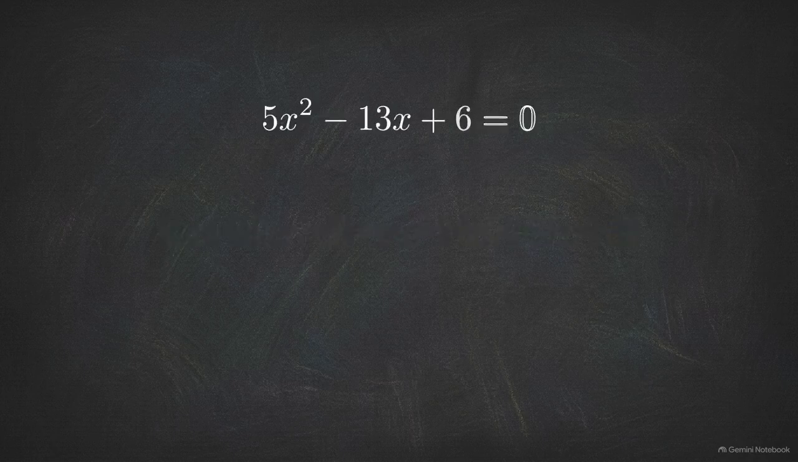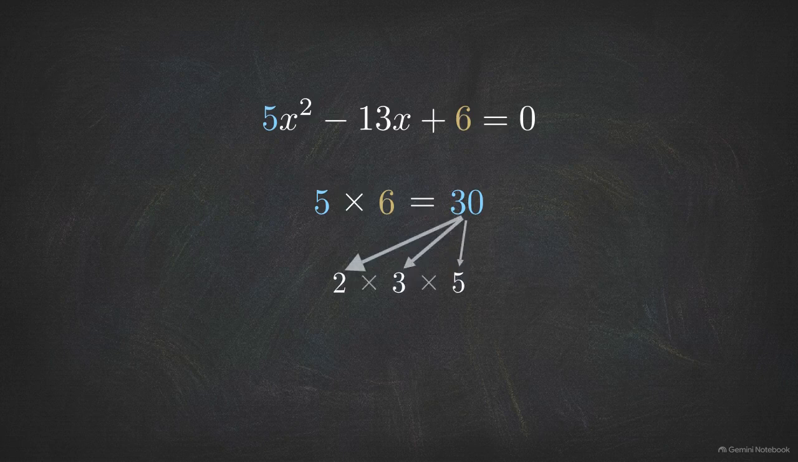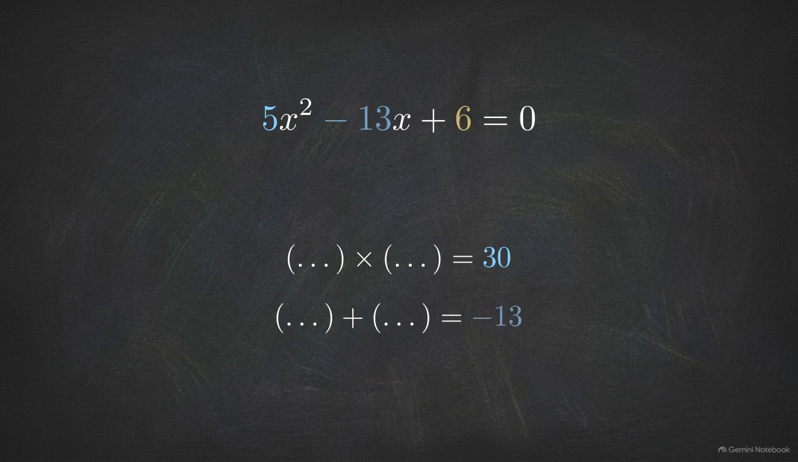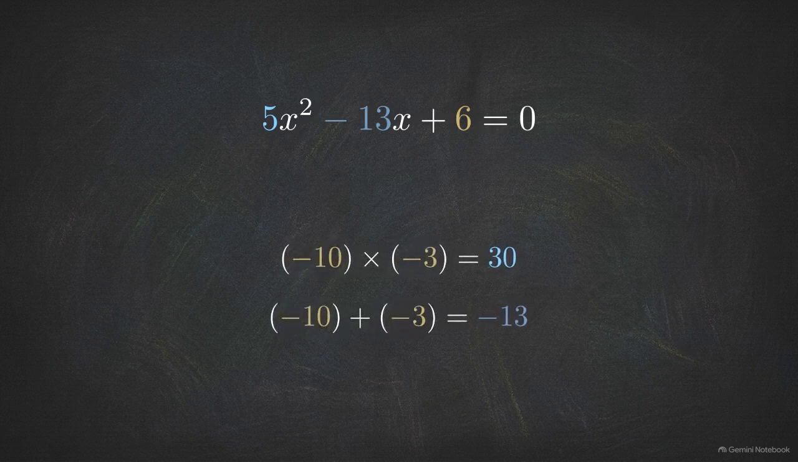Take 5x squared minus 13x plus 6 equals 0. We apply the ABCD rule, multiplying the leading coefficient, 5, by the constant, 6. The product is 30. We break this product down by applying the prime factorization theorem, yielding the factors 2, 3, and 5. Our operational goal is to locate a combination of factors that satisfies the AD plus BC rule by summing to negative 13. The factors negative 10 and negative 3 multiply to positive 30 and add to negative 13.